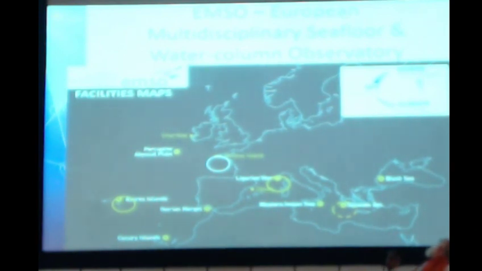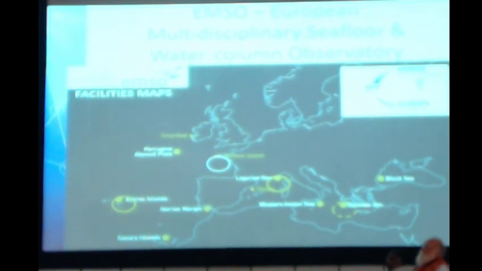IFREMER's contribution to EMSO. So EMSO stands for European Multidisciplinary Seafloor and Water Column Observatory. It's a European research infrastructure supported by the EU and involves 13 partners. So EMSO consists of a system of regional facilities which are placed at key sites around Europe.